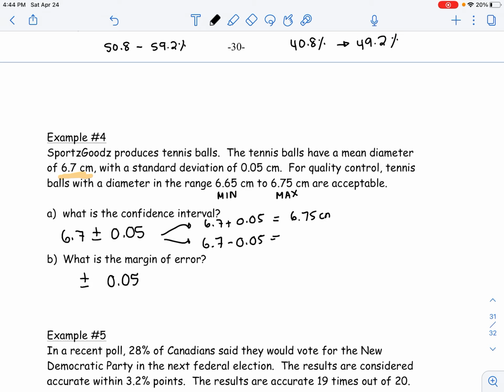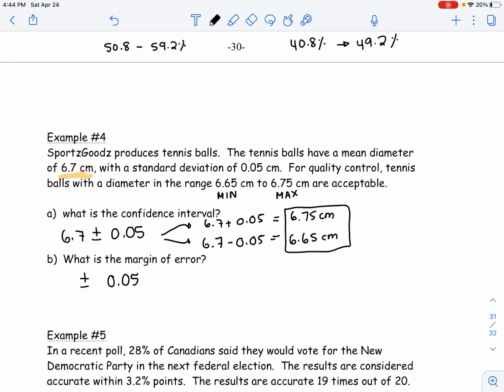So if you add the numbers, you get 6.75 centimeters, which we already knew was the max, and our minimum is when we subtracted the numbers, which was 6.65 centimeters. So that's our interval. We already had that information. Okay, so that's our interval.